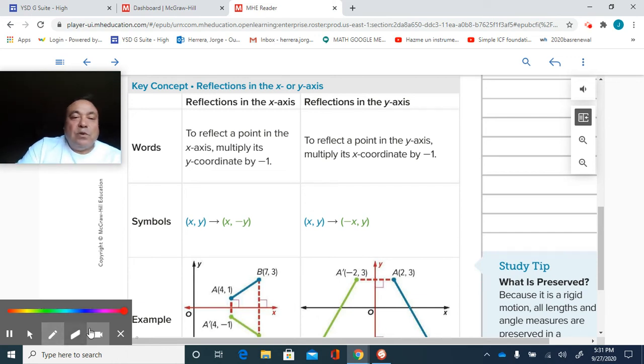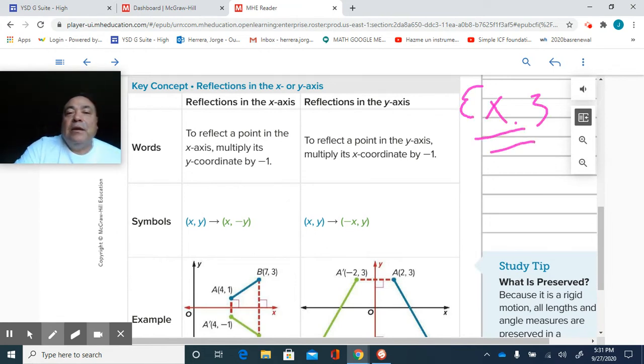Welcome to example 3, guys. Just to make sure, I'm going to put example 3 here, so we don't forget about it. It's really, really simple. This is a reflection in the x or y axis, guys.